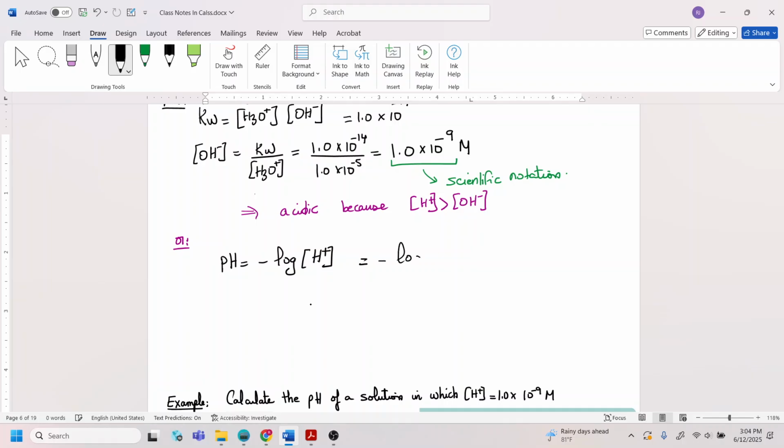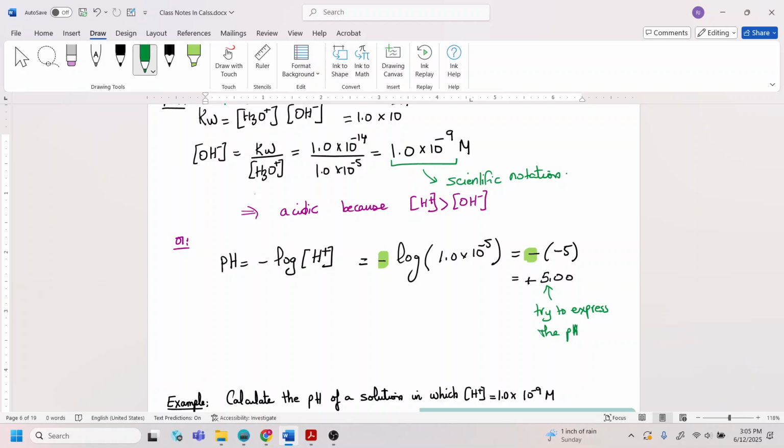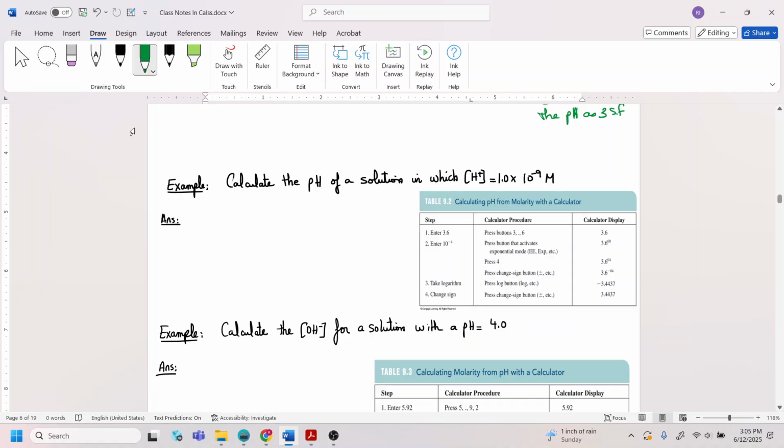So that is equal to minus log. We're going to substitute the H plus in there, which is 1.0 times 10 to the negative 5. The answer is going to be negative 5, and you already have a negative in front of the log. So negative times negative is positive. So your answer is positive. pHs are always positive, you guys. So this is going to be positive 5.00. And we're always going to try to express the pH as 3 significant figures.